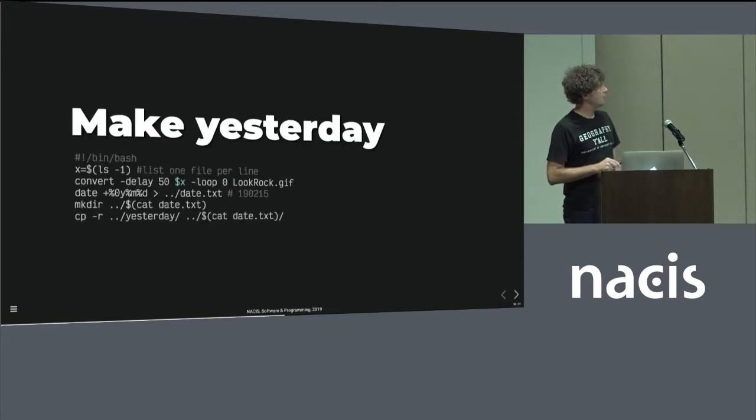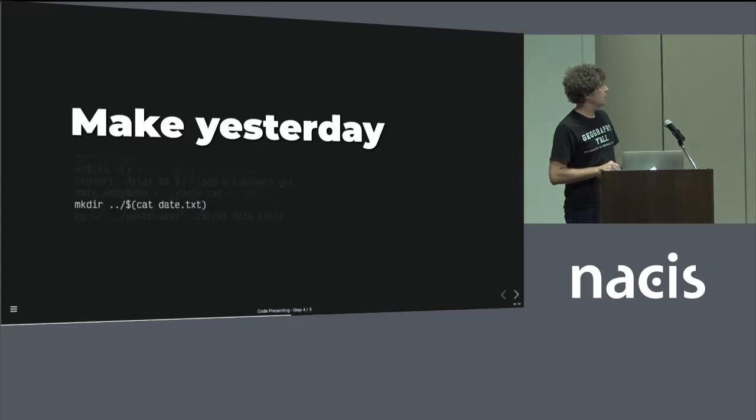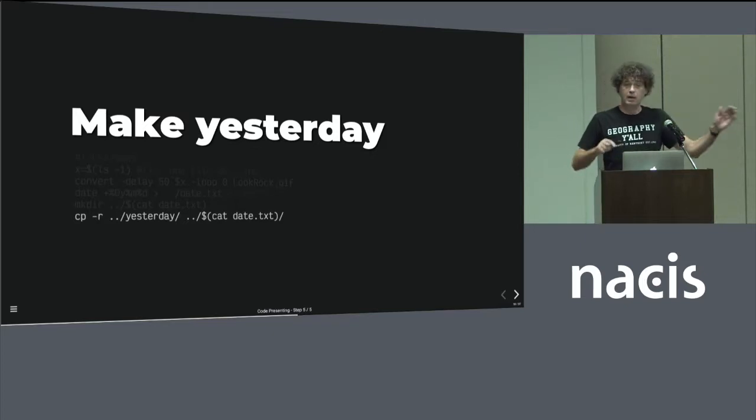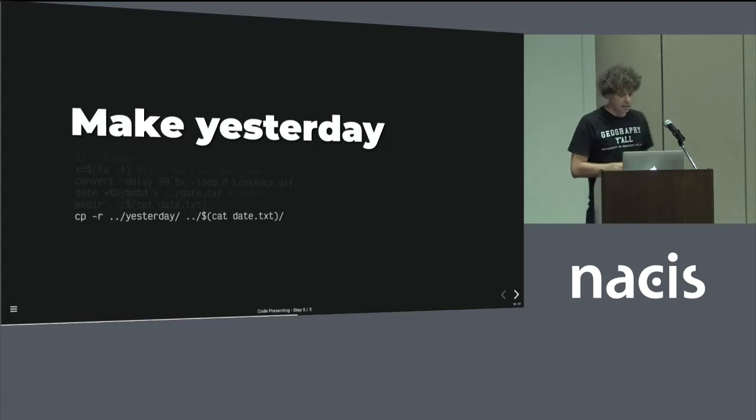And so now we can easily sort them and then build that animated GIF, which is this guy, where we list the contents of a directory, one file per line, and then we go back to the ImageMagick. We convert it with a delay of 50 milliseconds. That will expand that list. We'll loop through it endless number of times, and we produce the Look Rock GIF. We create another date stamp here, and we create a directory from that, and then we copy the contents of one directory into another, then we can archive it. And so we can go back in time and look at it.